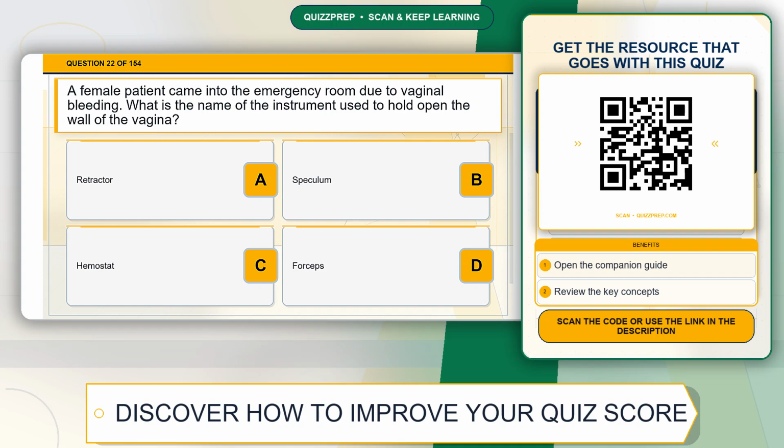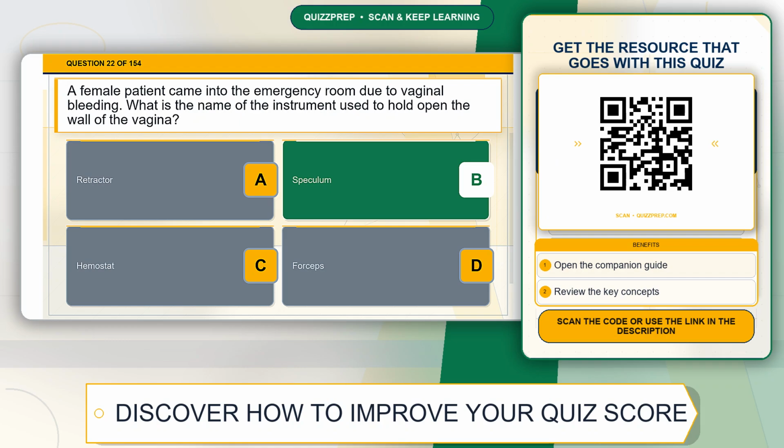Question 22. A female patient came into the emergency room due to vaginal bleeding. What is the name of the instrument used to hold open the wall of the vagina? Option A, retractor. Option B, speculum. Option C, hemostat. Option D, forceps. The correct answer is option B, speculum.